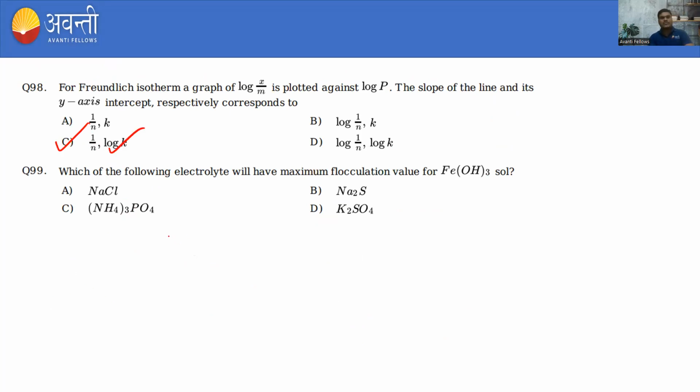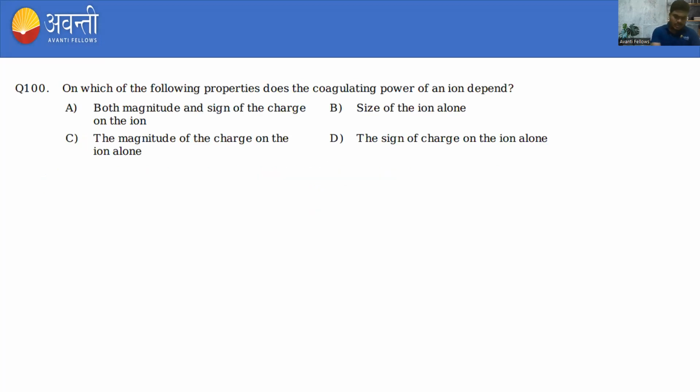The next question is, which of the following electrolytes has the maximum flocculation value? We already discussed this thing. Flocculation value is inversely proportional to coagulating power. So they are inversely proportional to the coagulating power, right? So which option is correct? The one having the minimum negative charge. So yes, option A is correct because all of them have more negative charge. Just chlorine has the minimum charge, so that's why it has the highest flocculation value.